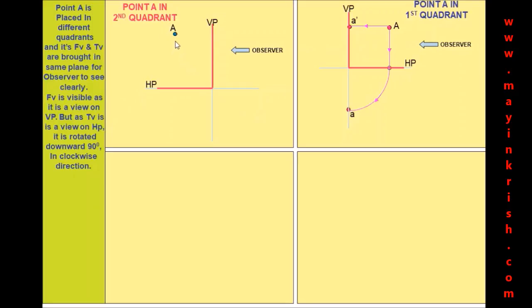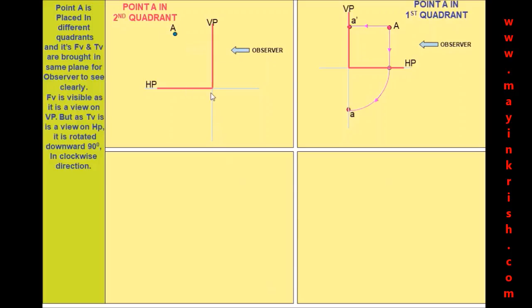So as to define that the point A is in the second quadrant, let me start from the observer's point of view. The observer is in the first quadrant and remains stationary there, and he defines that the vertical plane is behind the observer and the horizontal plane is above the observer. In the sense, the point A which lies in the second quadrant is behind the observer, and A is above the observer.